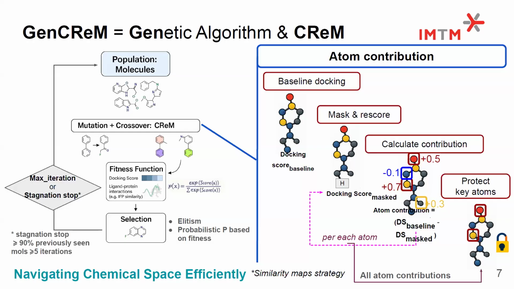And then we protect our key atoms by a threshold of the atom contribution. I will show more details on what threshold we are using and how we chose it. I hope the procedure was understandable. So in CReM, we protect such atoms, important for the docking score, from replacement. For the crossover procedure, we are also using CReM, but instead of an external database, we are using an internal database.